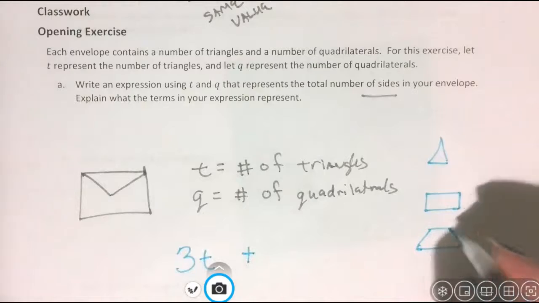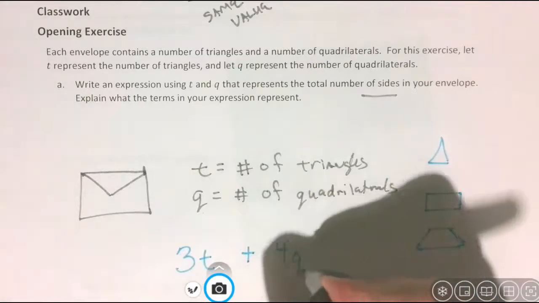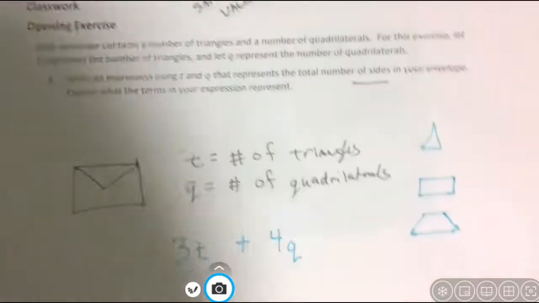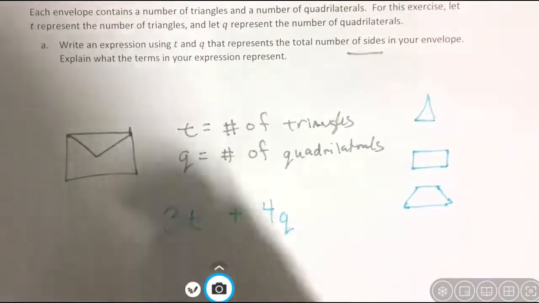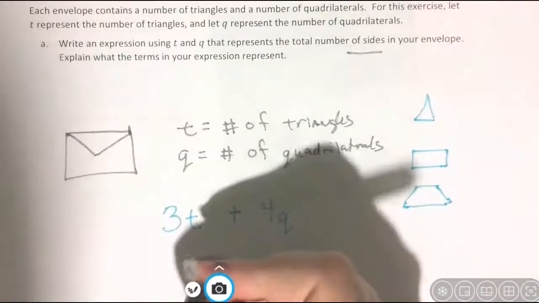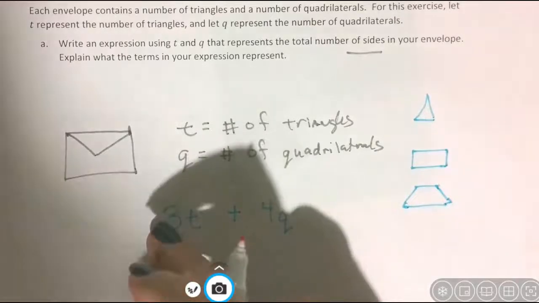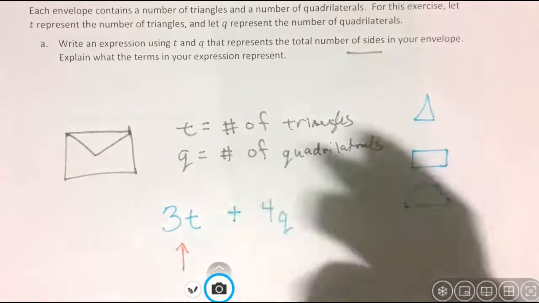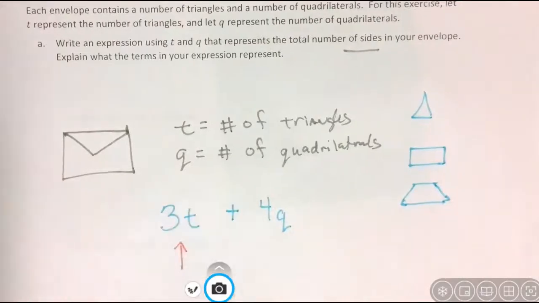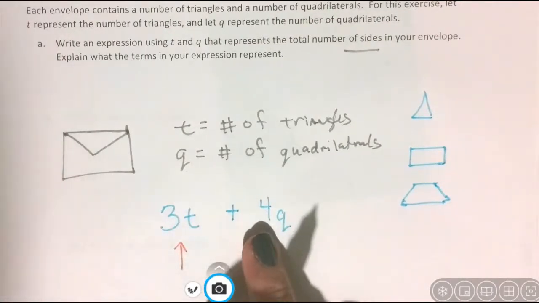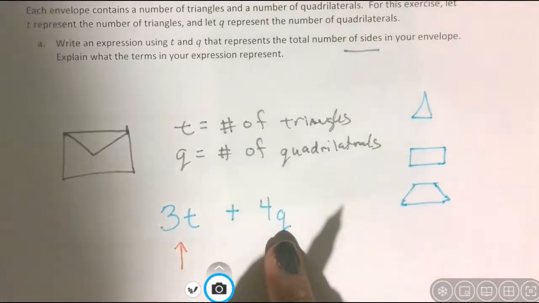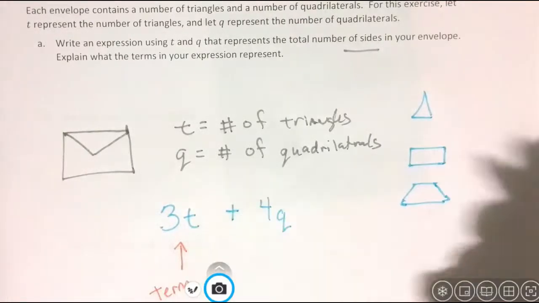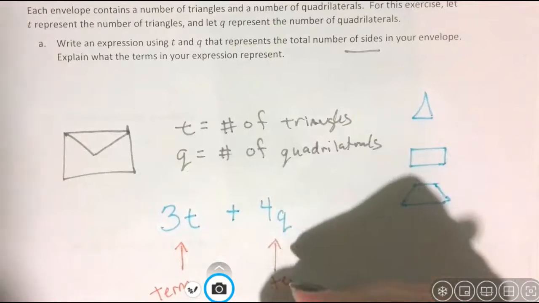Four times Q. This is one term, this is another. Together, these terms make an expression. This first term, we have 3 sides times the number of triangles, because each triangle has 3 sides. Here we have 4 sides times the number of quadrilaterals, because each quadrilateral has 4 sides. So this is one term, and this is another.